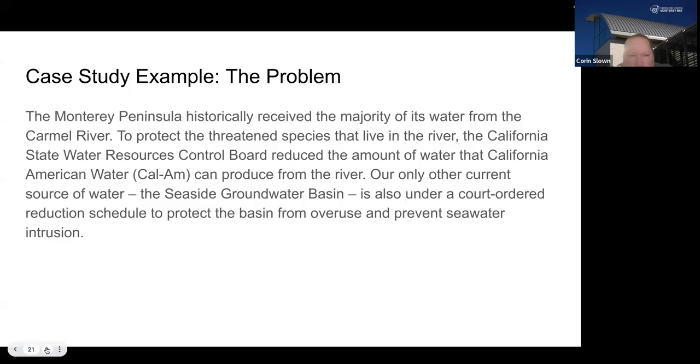So the problem is that historically the Monterey Peninsula received the majority of its water from the Carmel River. But to protect some of the threatened species that live in the river, the California State Resources Control Board reduced the amount of water that California American Water, or CalAM, can produce from the river. So the only other source of water is the Seaside Groundwater Basin, and that's also under a court-ordered reduction schedule to protect the basin from overuse and prevent seawater intrusion. So the reality is there's a high need for water, but there's a low supply.